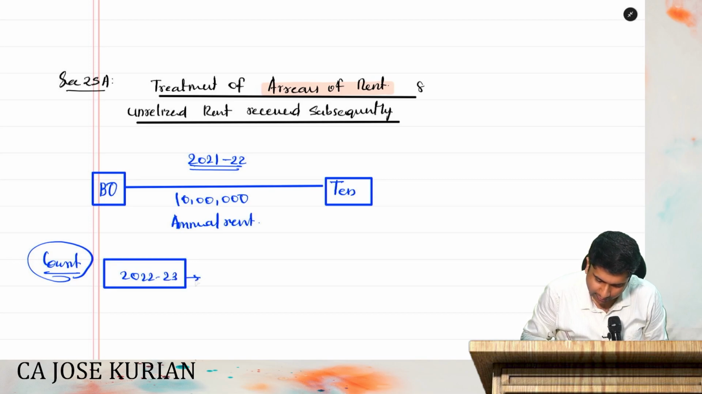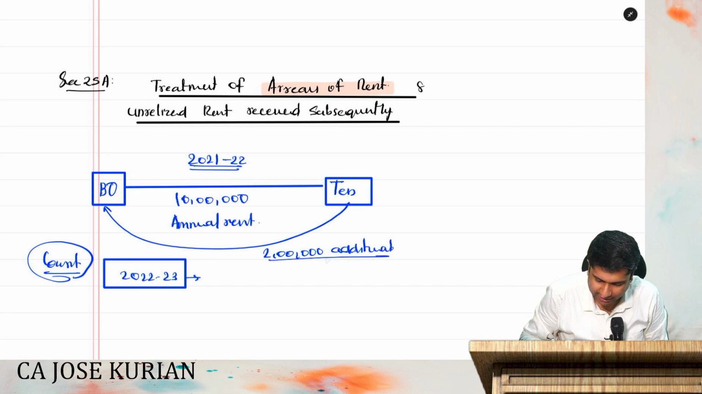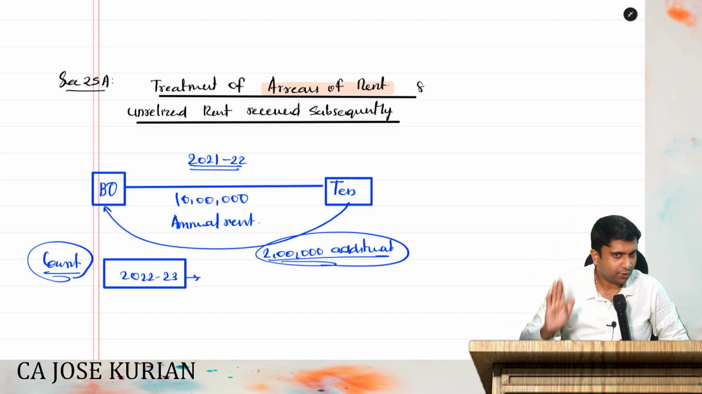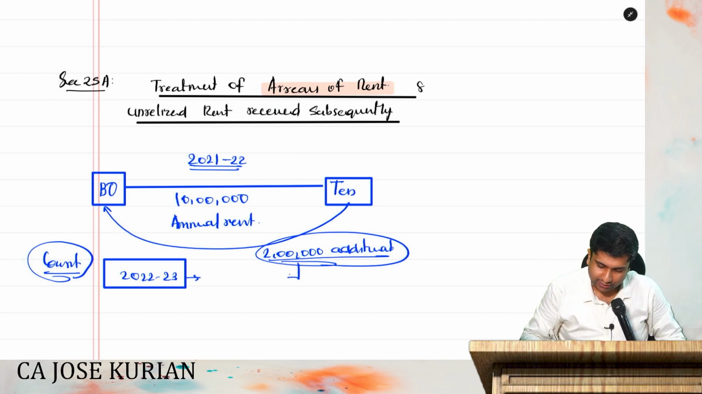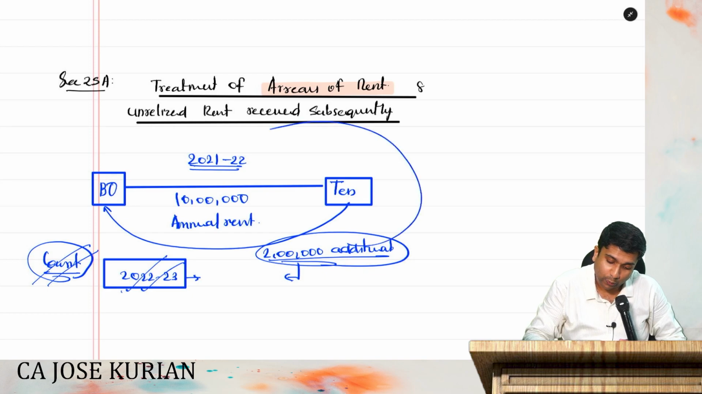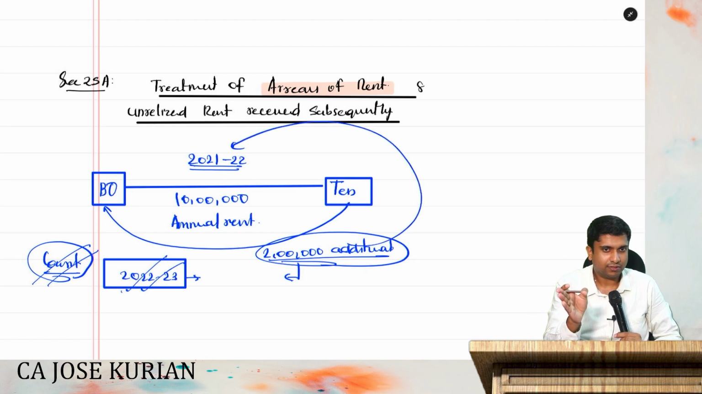ordered that tenant is supposed to give BO 2 lakh rupees additional. Tenant is supposed to give 2 lakh rupees additional to building owner. So the court ordered like that. Are you all with me? This 2 lakh is accrued only in 22-23, only after the court order. But this is for the year 21-22. Yes or no? 21-22, the rent was 10.